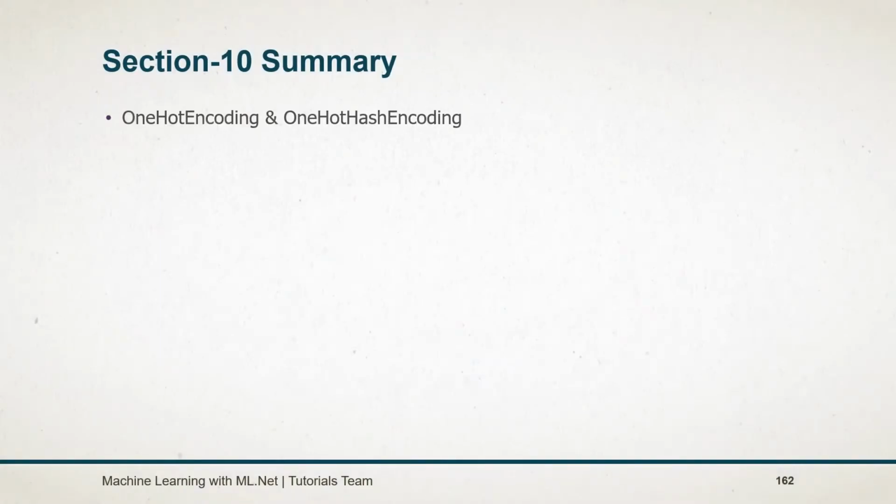In this section, we have seen some more methods of data processing. We have used one-hot encoding to generate the key and encode it, and used one-hot hash encoding to perform the hashing on the key before encoding. We saw how we can select, drop, copy, and concatenate columns in the data view.